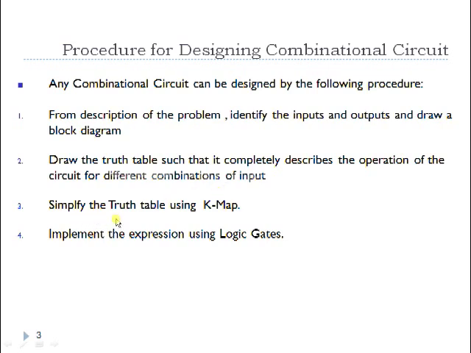Now simplify the truth table using a K-map. Initially we have to plot all the minterms of the truth table of the output expression on the K-maps, and then simplify the expression. Then implement the expression using logic gates. After getting the final expression, we have to implement that expression with the help of logic gates. So these are the 4 steps that we have to follow for designing any kind of combinational circuit.